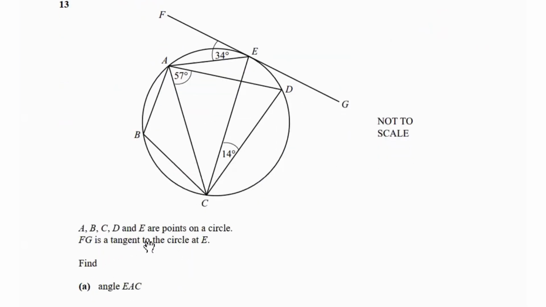Then it says A, B, C, D, and E are points on a circle. FG is a tangent to the circle at E. Find angle EAC. So if you notice, ED is this chord, and out of this chord, we're getting two angles, angle C and angle A. So angles coming out of the same chord are equal, which means this is also 14. So EAC is going to be 57 plus 14, which is 71 degrees.